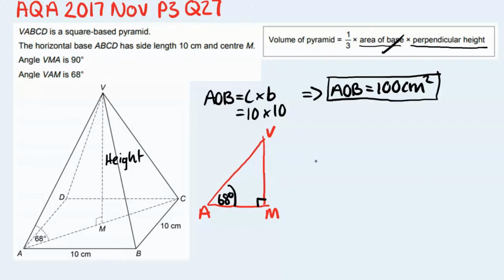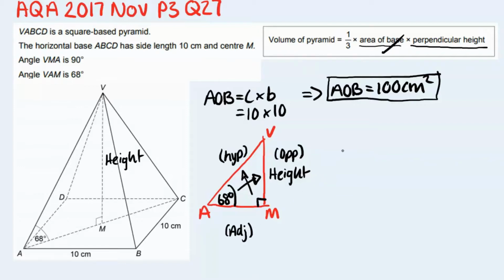So the first step is, what I would do is label the sides opposite, adjacent and hypotenuse. We're trying to find this side here, height. So the side that's opposite the angle, that's going to be the opposite. Then the side that's opposite the right angle, that's going to be the hypotenuse. And then the last side is going to be the adjacent, just like that.